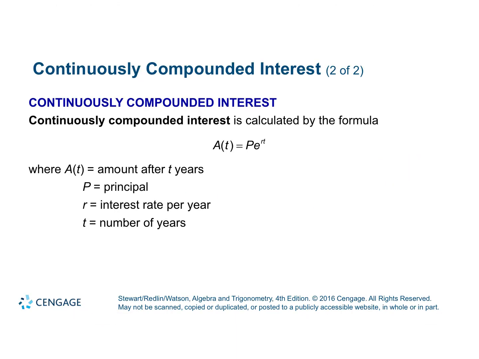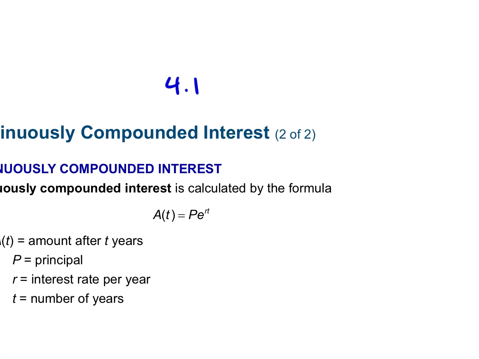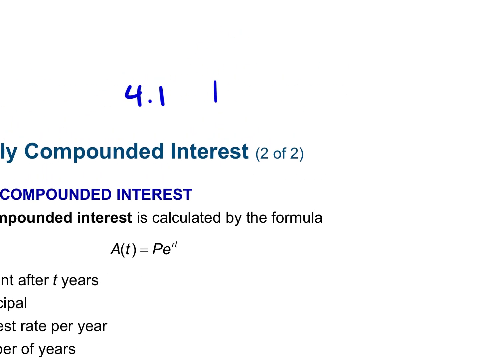All right, so next we're going to talk about compounded interest. We talked about compounded interest a little bit in 4.1. In 4.1, our compounded interest formula was P times 1 plus r over n to the power of n times t. These formulas we're going to give you on the quiz on Friday. You don't have to memorize them. You just need to know what to do with them.